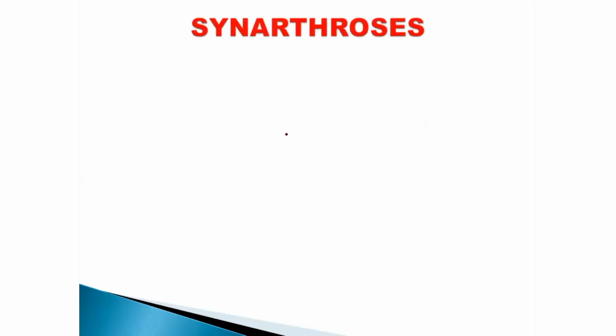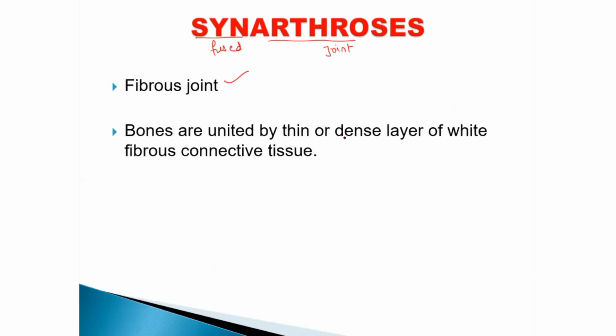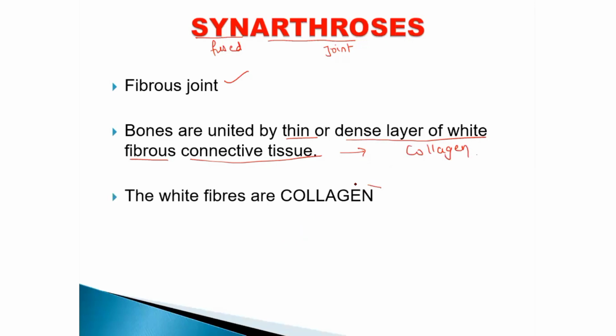When I talk about synarthrosis, the word syn means fused. When I say arthrosis, it is basically joints. So the joints which are fused are called synarthrosis. It is a fibrous joint. Bones are united by thin or dense white fibrous connective tissue. Whenever we use this word white fibrous connective tissue, it is concerned with collagen. The white fibers are nothing but collagen. Remember, white fibers are collagen. And there is one more fiber to study, that is yellow fiber. And yellow fiber will always be elastin.